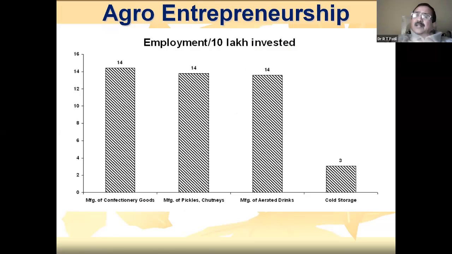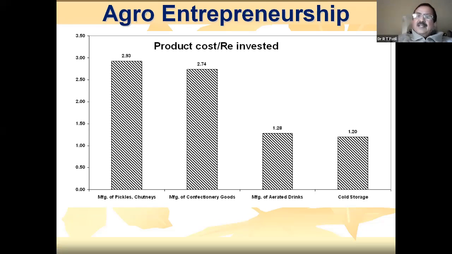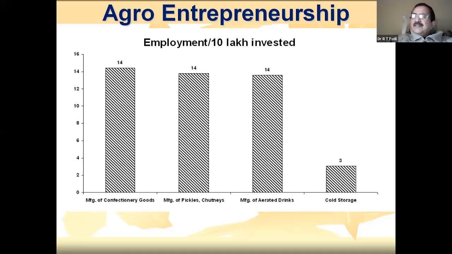At CFET, we have conducted a study by taking secondary data from different industries' departments, and we found that for each 10 lakh invested, we can provide 6 indirect jobs and 2 direct jobs. That means for each 10 lakh, we can make about 8 jobs available in the rural areas. You can see that among the different industries, cold storage provides 3 jobs per 10 lakh invested.